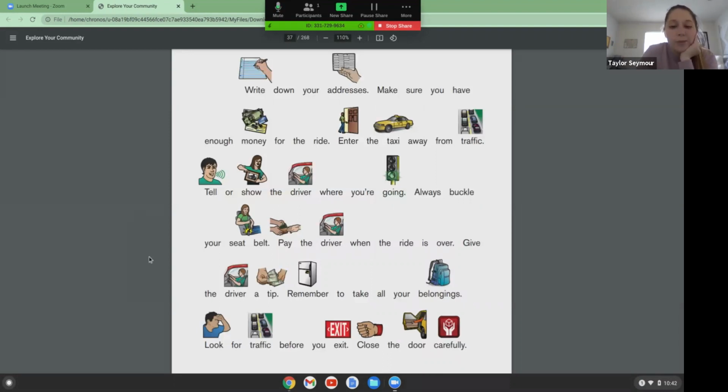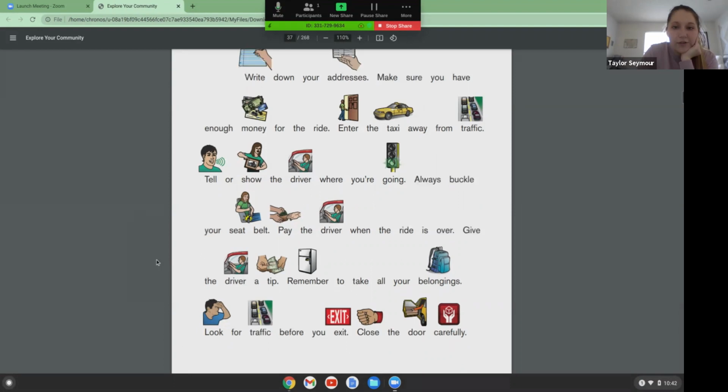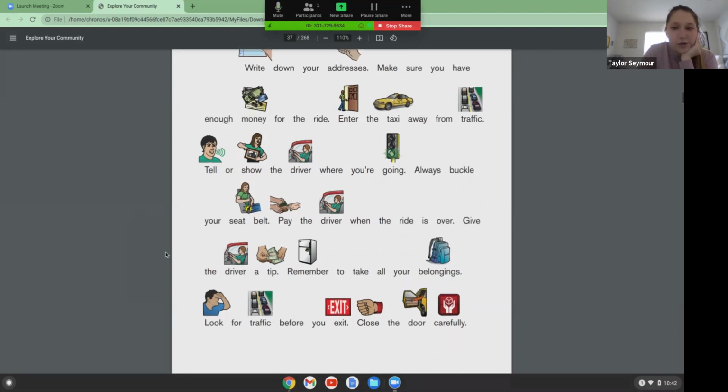Remember to take all your belongings. Look for traffic before you exit, and then make sure you close your door carefully so then the taxi driver is able to drive away and get their next passenger.